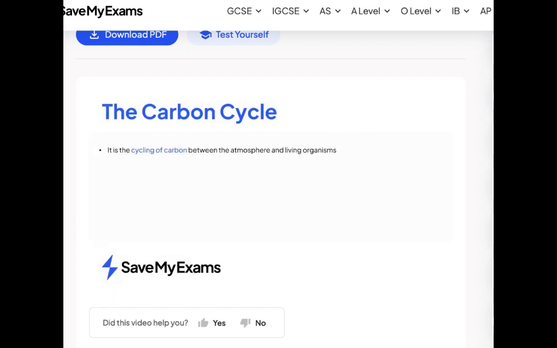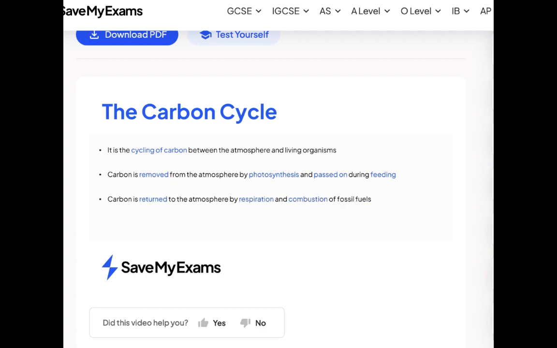So, in summary, the carbon cycle refers to the movement of carbon in the form of carbon dioxide between the atmosphere and living organisms. Carbon is removed from the atmosphere by photosynthesis and passed on to organisms by feeding. It is returned to the atmosphere by respiration in plants, animals, and decomposers, as well as the combustion of fossil fuels. Human activities such as deforestation and increased combustion of fossil fuels are leading to an increase in atmospheric carbon dioxide levels.